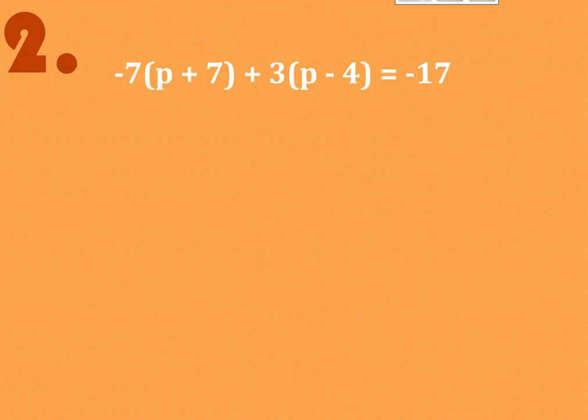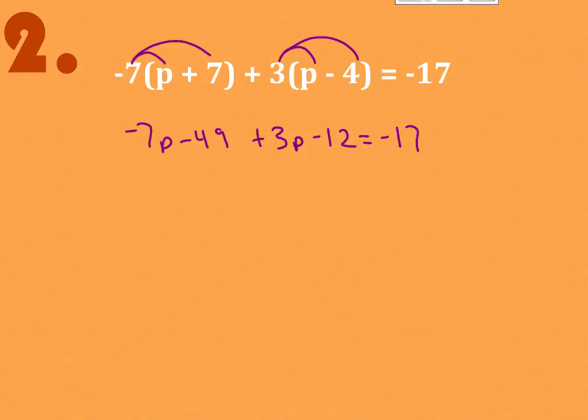This one's going to be a little bit tougher because you got a little bit more work to do. So distribute this through, distribute this through. So you get negative 7p minus 49 plus 3p minus 12 equals negative 17. So be careful. You'd be amazed how many kids will write 7 here or write minus 4 here. That's not right. You've got to distribute it all the way through. Now we combine like terms.